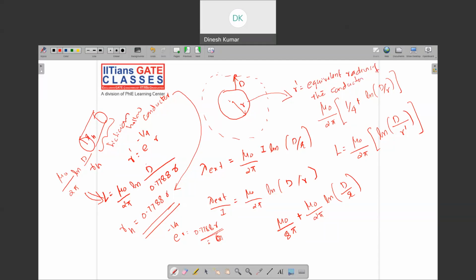So what does equivalent radius basically mean? The equivalent radius of a conductor is such that if this conductor is replaced by a hollow conductor of equivalent radius, then both produce the same flux. When a metallic conductor of radius r is replaced by a hollow conductor of radius r dash, both will produce the same flux. That is known as a fictitious hollow conductor, the equivalent radius of that particular conductor.